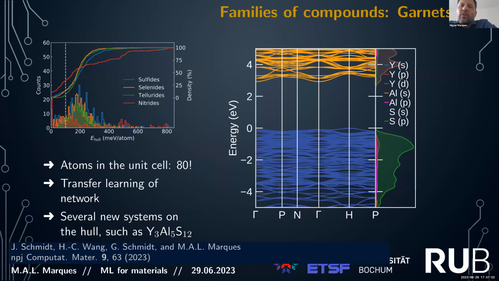We studied the whole family, and as is common nowadays, we find a lot of systems that are on the hull or very close to it that are not known experimentally. The most obvious in this case is the sulfide garnet. Experimentally, no sulfide garnet has been synthesized up to now, to my knowledge. But we do predict a few of them. We also predict selenides, tellurides, and even nitride garnets are in principle possible.